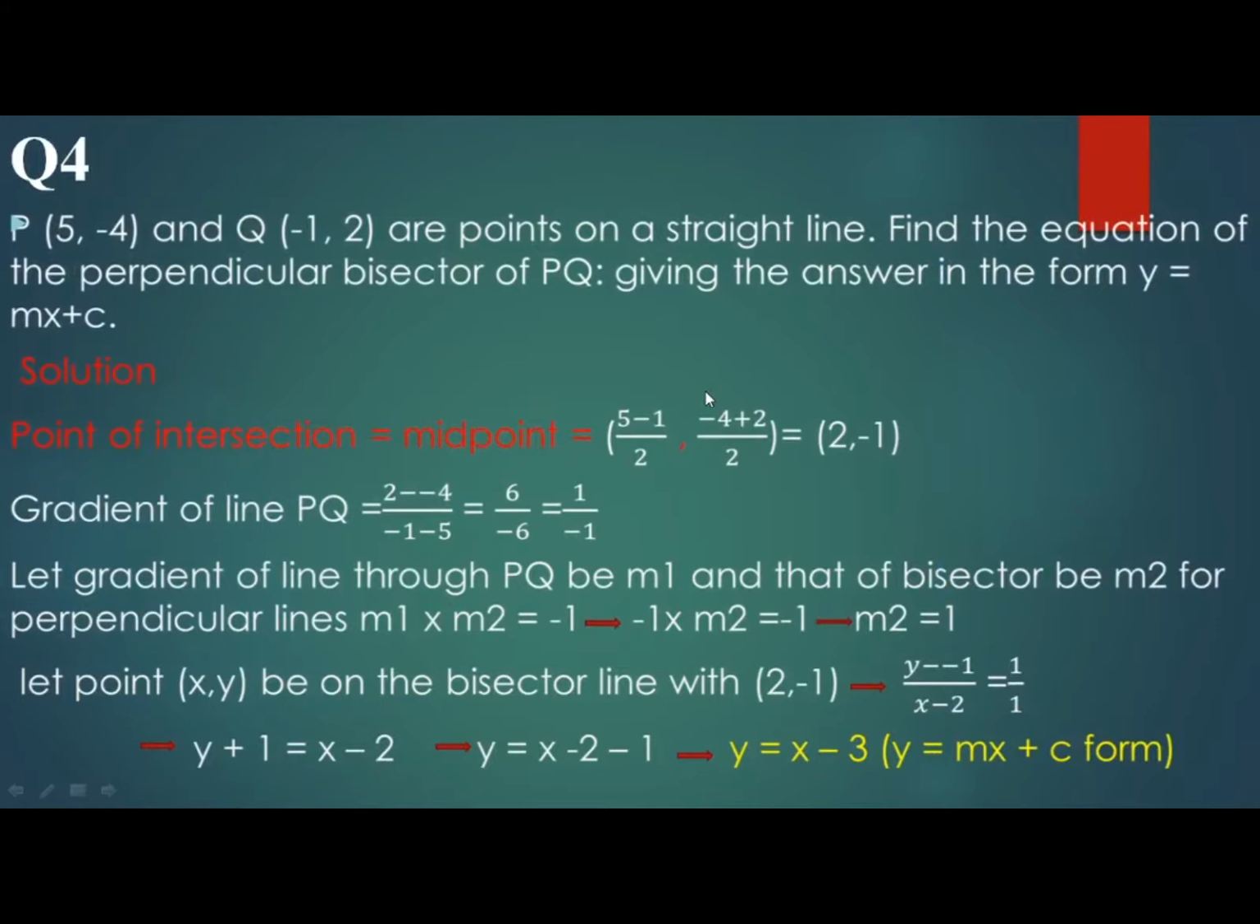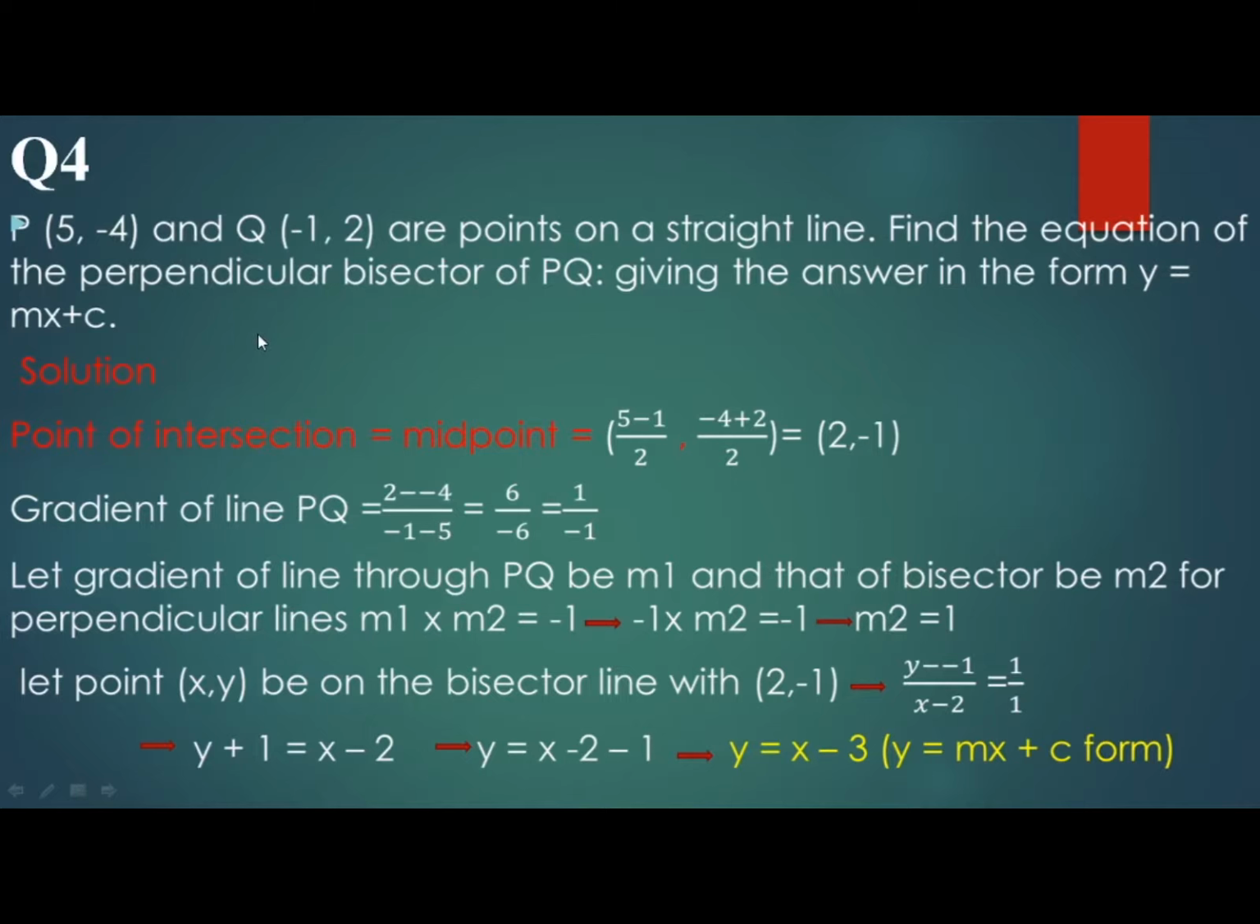Our question number 4 is that we have a point P, which is (5, negative 4), and a point Q, which is (negative 1, 2). Those are points on a straight line. Find the equation of the perpendicular bisector of PQ. Then you give your answer in the form y equals to mx plus c. I gave you points to note.